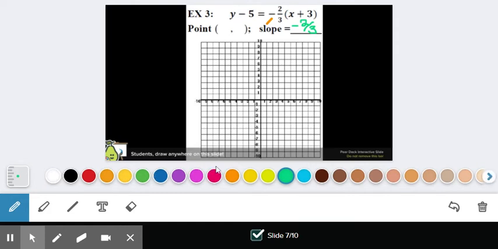Okay, now I need to find my x and y values. So I know my x value is going to be close to my x, and I'm going to write the opposite of what I see. I see a +3, so I write a -3 for my x, and then for my y, I see a -5, so I'm going to write a +5.